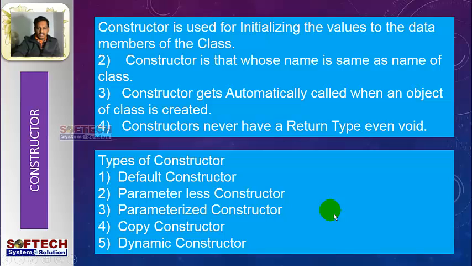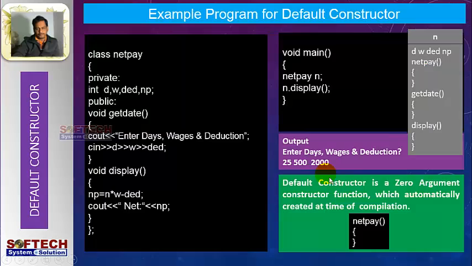Constructors are classified into five types. One is the default constructor, the parameterless constructor, or zero argument constructor. Third is the parameterized constructor or argumented constructor. Fourth is the copy constructor. The fifth is the dynamic constructor. Only three types of constructor are available in C++. This is an example program for the default constructor. Totally five types of constructor are there.